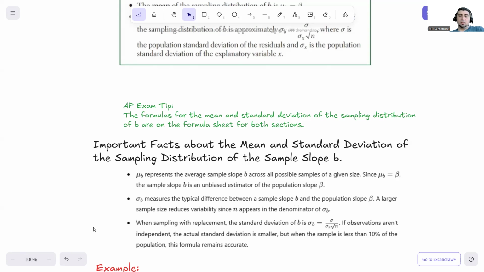When sampling with replacement, the standard deviation of b is given here. If observations aren't independent, the actual standard deviation is smaller, but when the sample is less than 10% of the population, this formula is still going to be accurate.